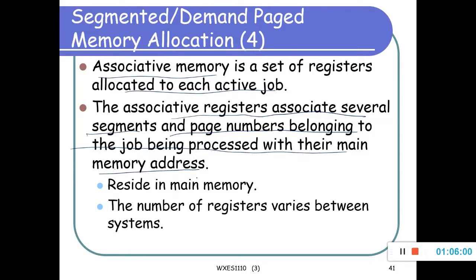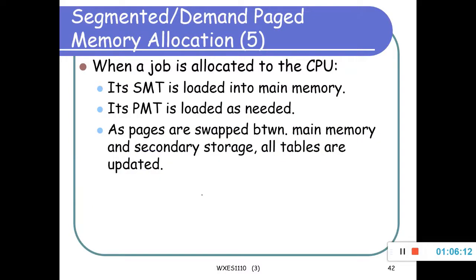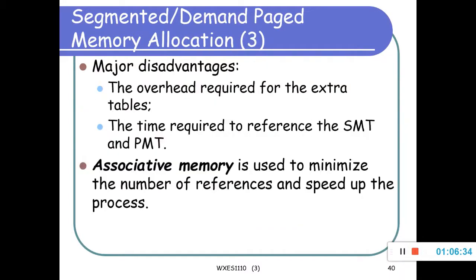It resides in the main memory. The number of registers varies between systems. So associative memory resides in the main memory, or RAM, and the number of registers varies between systems. So when a job is allocated to the CPU to process, the segment map table is loaded into the main memory, and the PMT is loaded as needed.